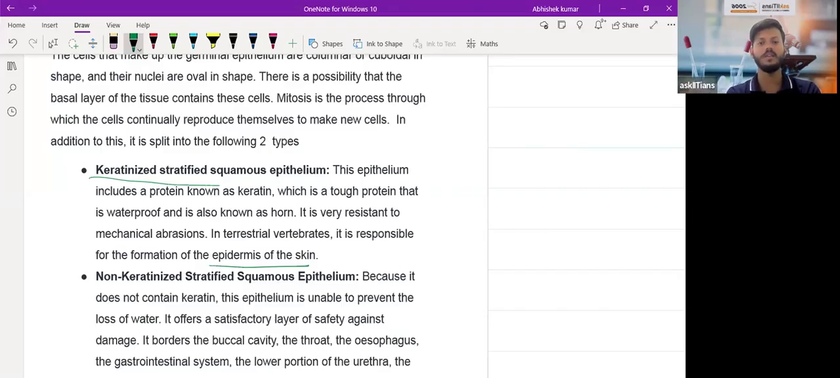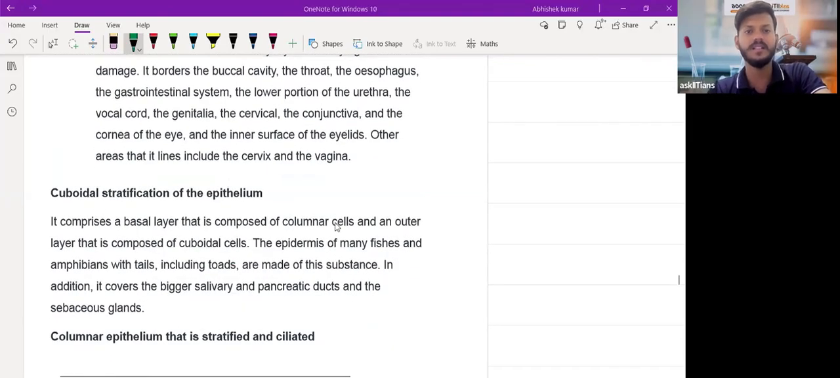Epidermis means, what do you mean by epidermis? Epidermis is the outer layer. As you can see, this is skin, and this outer layer is your epidermis. Okay, got it? Keratin is a tough protein that is waterproof and also known as hard. It is very resistant to mechanical abrasions, and it is responsible for the formation of the epidermis of the skin. Then we have non-keratinized, and they are present in the linings of the cervix and the vagina.